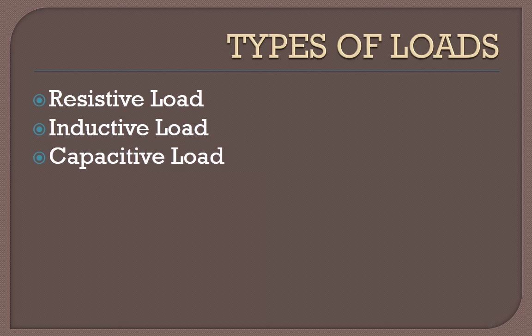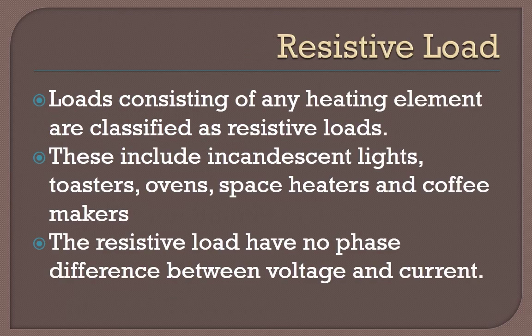Types of loads. Very interesting topic. I'm very excited to explain these loads. First of all, let's discuss the resistive load. Resistive loads contain heating elements. These include incandescent lamp, toaster, oven, and the iron widely used in our homes.